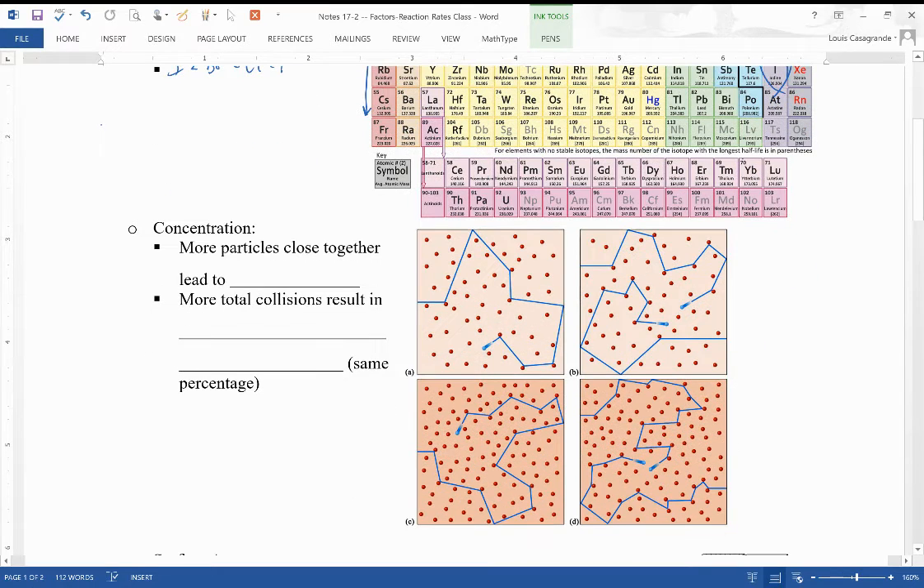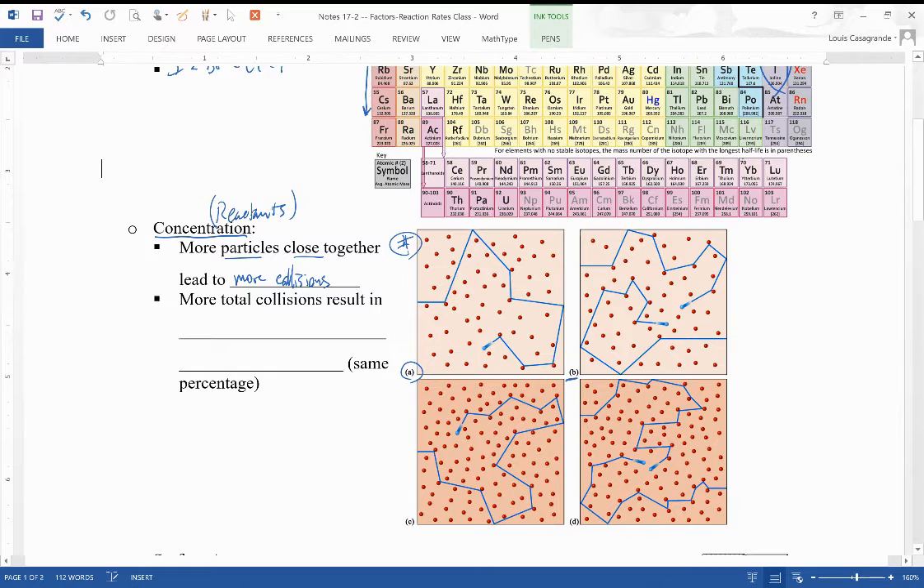But as I alluded to yesterday in the previous video, concentration of the reactants is going to affect the reaction rate as well. So thinking back to collision theory, more particles closer together lead to more collisions. You're just going to get more collisions. So on the right side here in this diagram, I have in A a certain number of collisions, whatever the number of collisions is here.